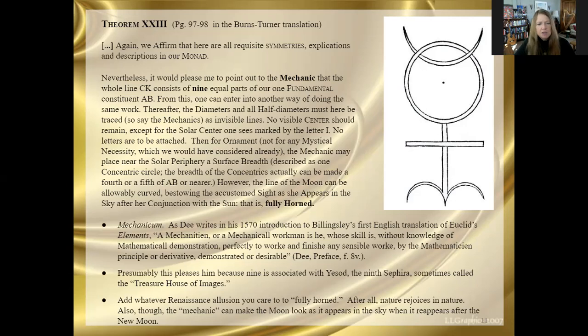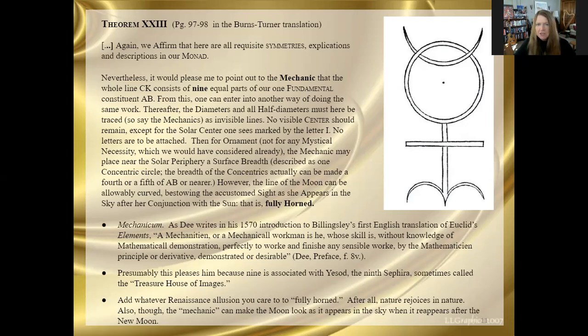He says, from this one can enter into another way of doing the same work. Thereafter, the diameters and half diameters must here be traced, so say the mechanics, as invisible lines. No visible center should remain, except for the solar center, one seems marked by the letter I. No letters are to be attached. Then for ornament, not for any mystical necessity, which we would have considered already.